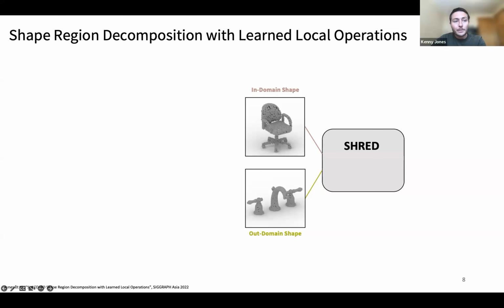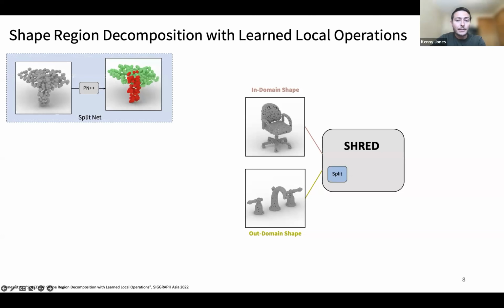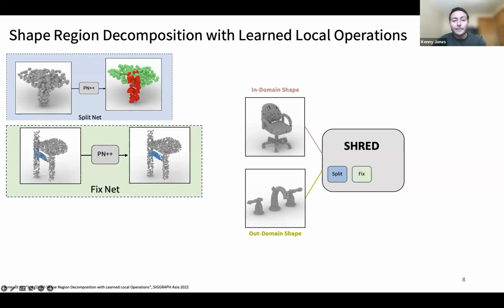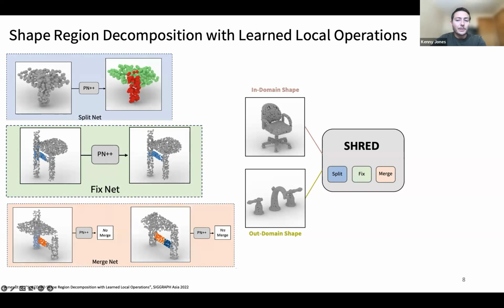So in SHRED, we learn three shape decomposition operations that are only allowed to reason locally. We have a split operation that learns a network that breaks a region into subregions. We have a fix operation that learns a network that, conditioned on a local region, better aligns and fixes its boundaries with neighboring regions. And then we also have a merge operation, which learns a network that considers neighboring regions to decide if they should be combined or be kept as separate parts.